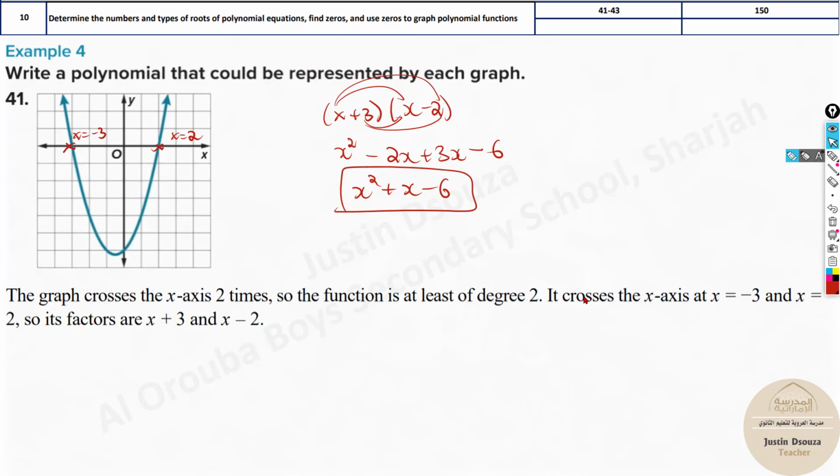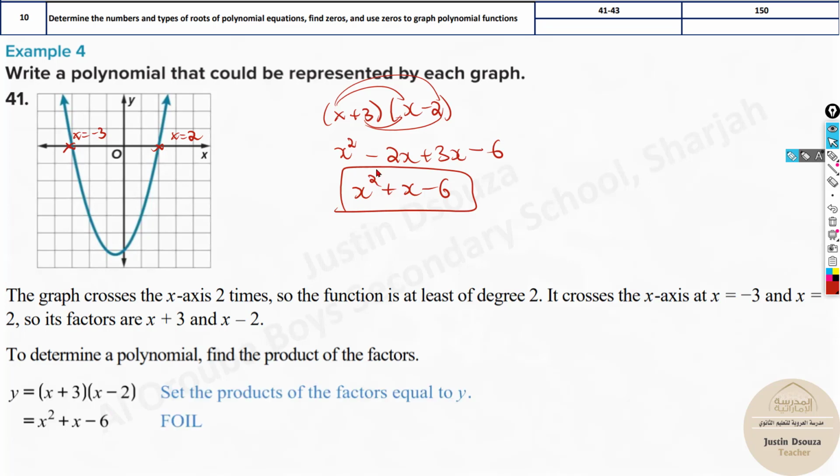And now here they have asked where it crosses. It crosses the x-axis at minus 3 and 2. So these are the factors that we wrote, and we simplify those factors and get this equation. This is an approximate representation of the graph. There might be some constants over here, like 2 and 2x, but this is an approximate answer. So the polynomial could be represented by this graph or something else as well.